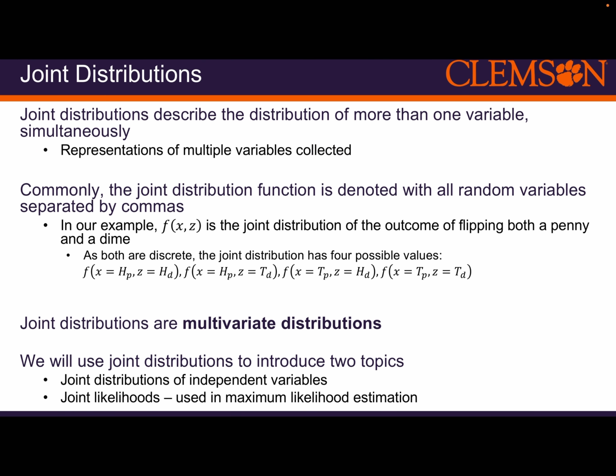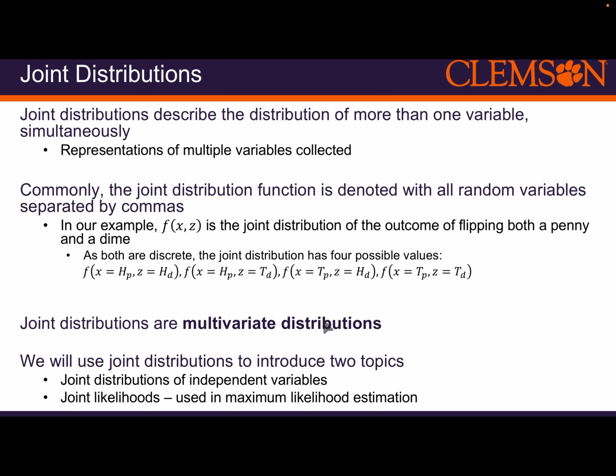We get to joint distributions. This is where we represent the distribution of more than one variable simultaneously. Right? So this is representations of multiple variables. This is truly a multivariate idea. Commonly, the joint distribution function is denoted with all random variables separated by commas. So in our example, f of x comma z is the joint distribution of flipping both a penny and a dime. And as both are discrete, there are actually four possible values. It could either be f of head for penny, head for dime; f of head for penny, tail for dime; f of tail for penny, head for dime; and f of tail for penny, tail for dime.